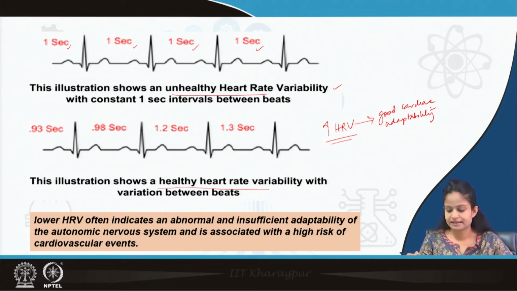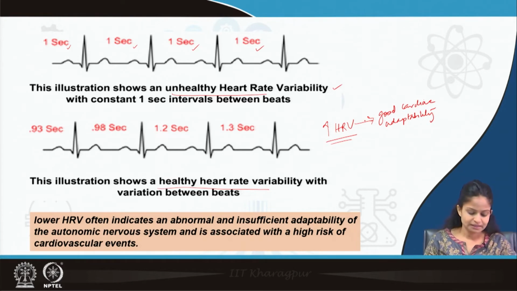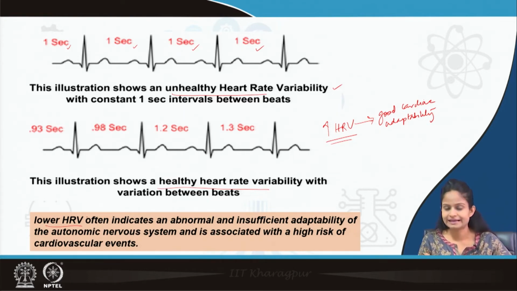So, in this way there has to be heart rate variations or heart rate variability, and the more the heart rate variability, the more the autonomic modulation, or the more regulation of the autonomic nervous system is present in an individual. The lower heart rate variability indicates poor adaptability of the cardiac autonomic function, and it is generally associated with a higher risk of cardiovascular events, mainly sudden death.